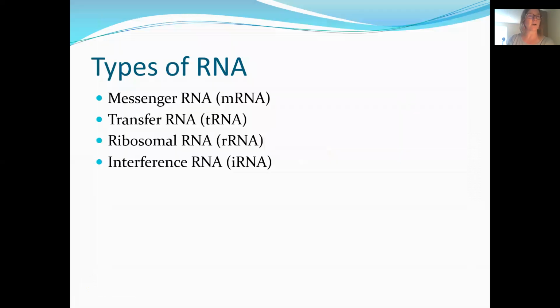Now, there are also different types of RNA in your body. You just have the DNA in your body, but there are different types of RNA that do different things. So there's messenger RNA, and that one has the information on how to make the protein. Transfer RNA helps with protein synthesis. Ribosomal RNA also helps with protein synthesis. It makes ribosomes. And then there's also interference RNA that you hear about. It's not in this lesson, but you hear about it in the news because there's a lot of research around it. Interference RNA has to do with regulating gene expression and protein production.